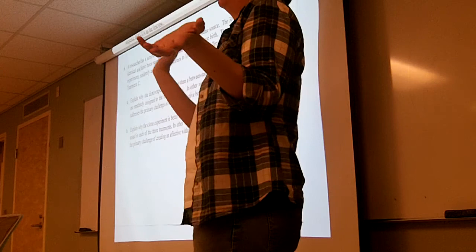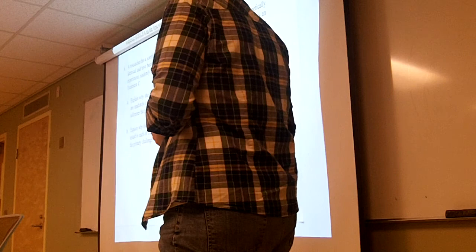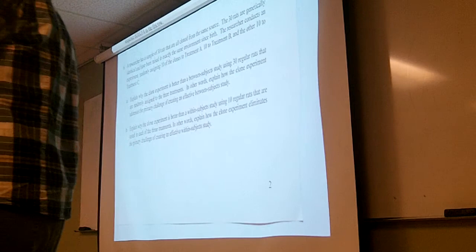Okay? So now, as you know, individual differences, what? Okay. So it says, explain why the cloning experiment is better than a between-subject study using 30 regular rats that are randomly assigned to 3 treatments. Okay, so now we're just saying 30 regular old rats with individual differences, contaminated with difference. In other words, explain how the clone experiment addresses the primary challenge of creating an effective between subject study. So, what's the primary challenge of creating an effective between subject study?